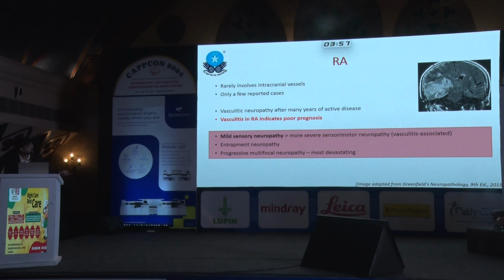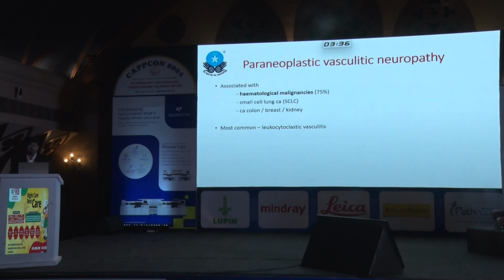This is one such case where the left temporal lobe swell was there. Vasculitic neuropathy is common and can occur after many years of active disease, but vasculitis in RA indicates poor prognosis. Mild sensory neuropathy is the most common presentation. There can be entrapment neuropathy. Progressive multifocal neuropathy is the most devastating form. Among paraneoplastic causes, the hematological malignancies are most commonly associated with vasculitic neuropathy.